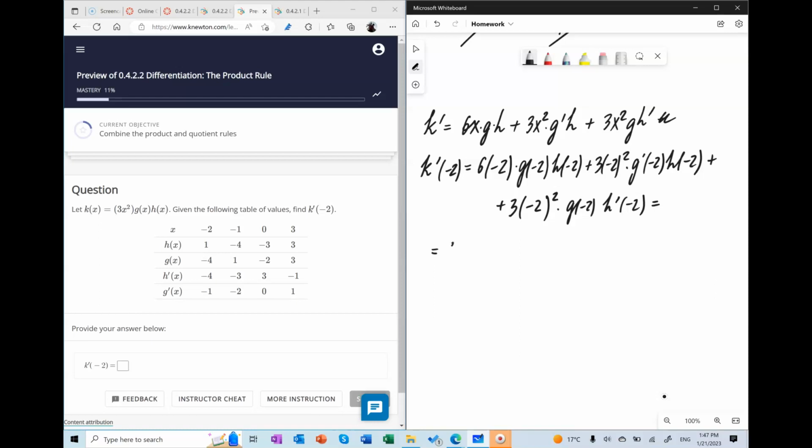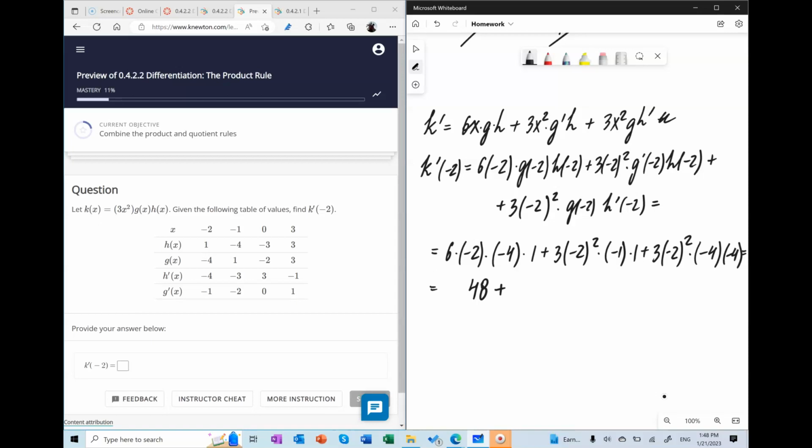We have 6 times -2. g of -2 is -4. h of -2 is 1. g prime of -2 is -1. h of -2 is still 1. And here we have g of -2 is -4, and h prime of -2 is also -4. So doing all the math here, this is 48.